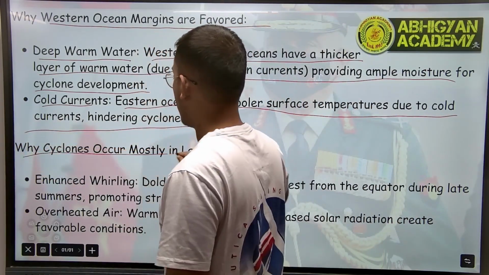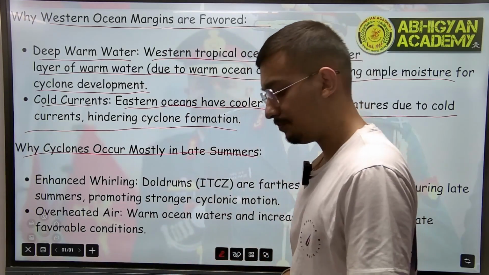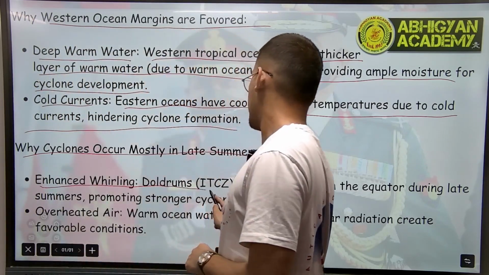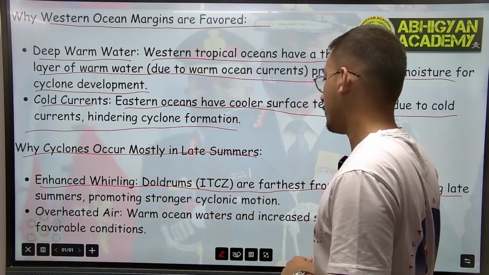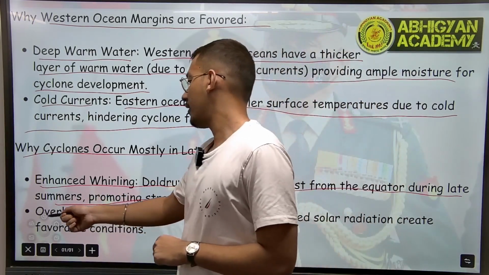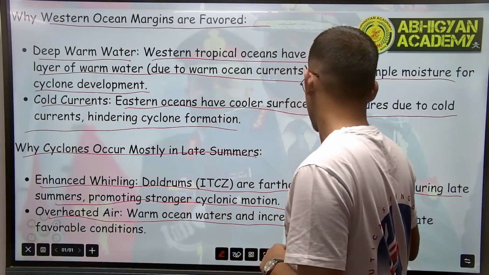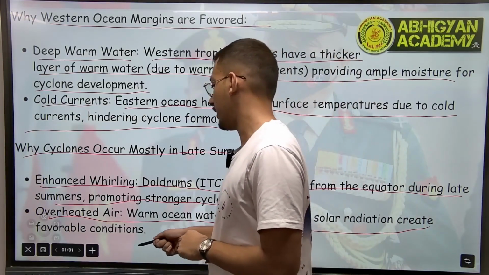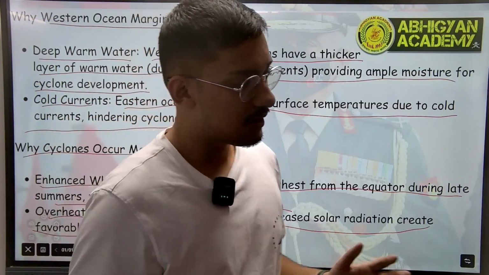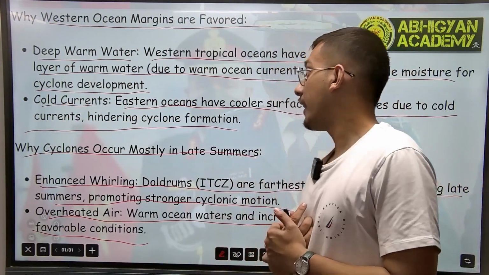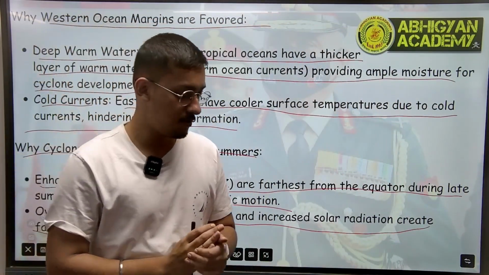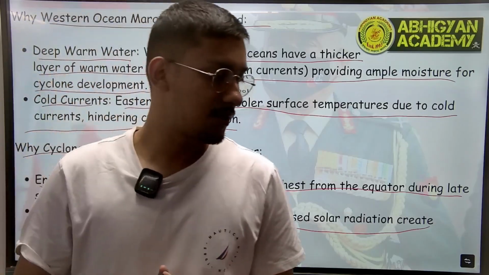Then we have why cyclones occur mostly in late summer. So as I said before, enhanced whirling. The doldrums, ITCZ, are far from the equator during late summers, thus promoting stronger cyclonic motion. We have overheated air. So warm ocean waters and increased solar radiation create favorable conditions. So these are the reasons for cyclones happening in late summer, and also why western ocean margins are favored over eastern ocean margins. So just go through it once.